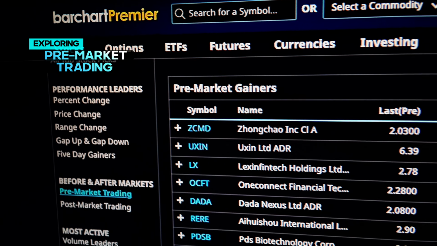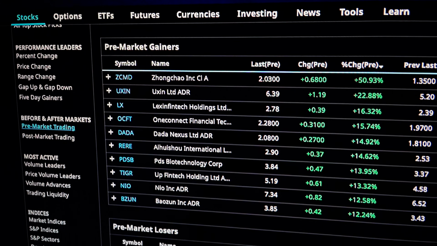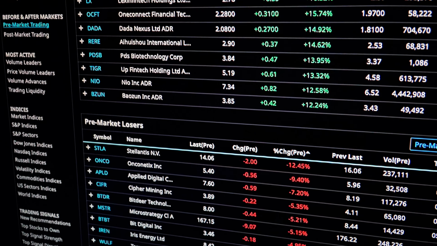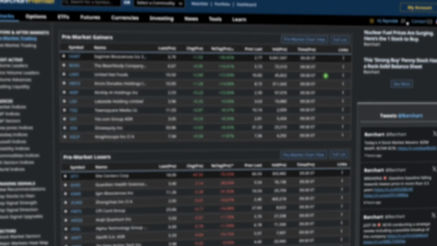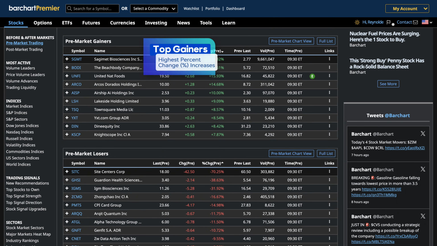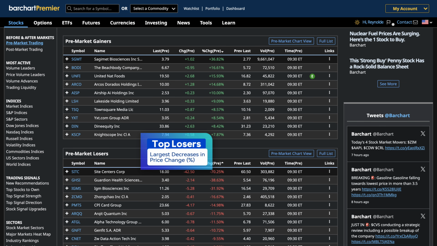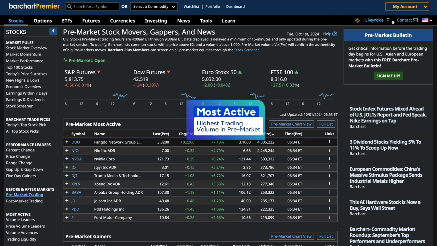Let's take a look at Barchart's pre-market page. This is where you'll find vital data like top gainers, top losers, and volume leaders. Let's break these down quickly. Top gainers show stocks that have risen the most in percentage change, while top losers show the biggest declines in stock prices. Volume is another key indicator.